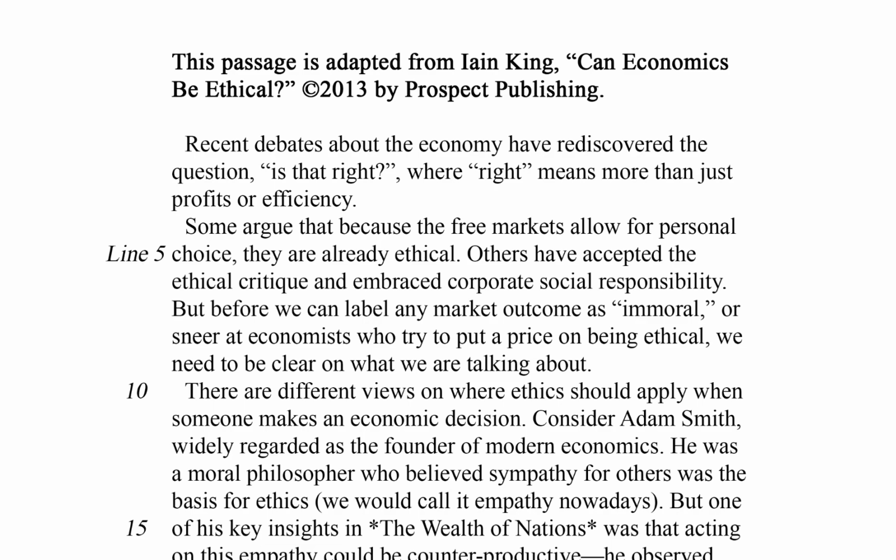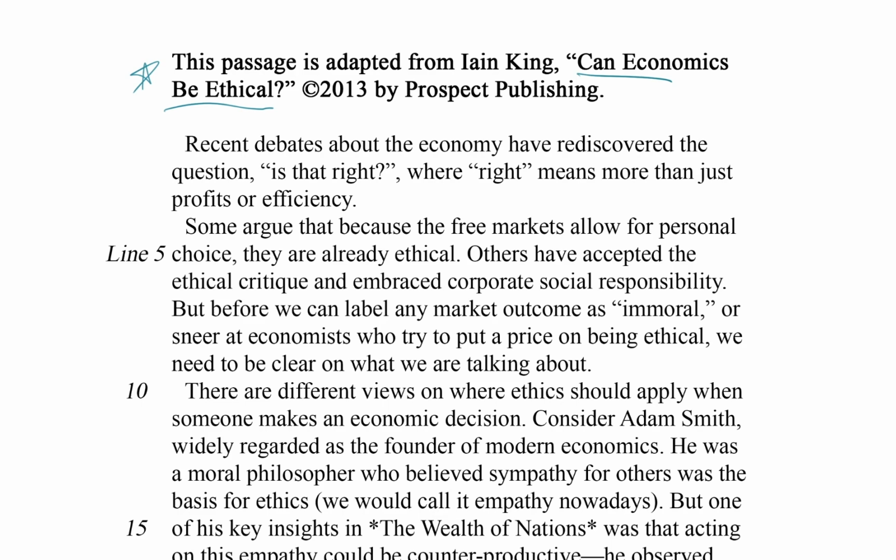So here we go. Let's start with the blurb up here. The blurb can be very helpful because sometimes it can contain really important information about the ideas that the passage is dealing with. And okay, so this passage is adapted from Ian King, Can Economics Be Ethical? I feel like this says it right there on the tin. This is great. Let's hang on to this.